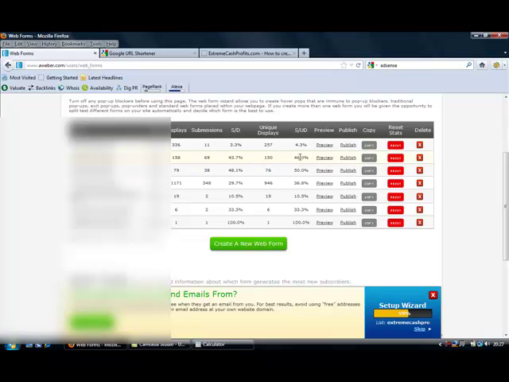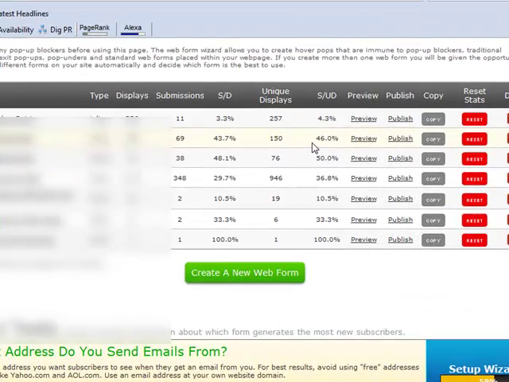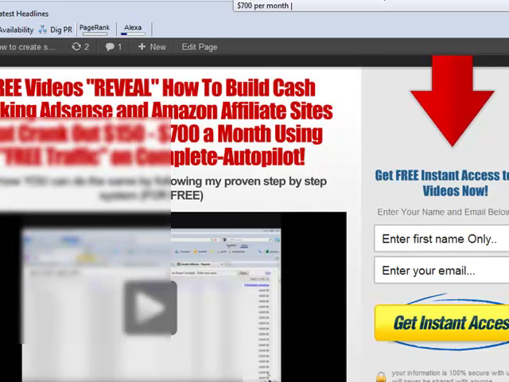So for this particular campaign, we'll use this one here. This is a recent campaign that's finished. So my opt-in rate was 46%. Next thing you check is how many opt-ins you got, 69. Next thing you check is EPC. So for that particular campaign, you can see that I've had 150 unique displays, 69 submissions, and 46% opt-in rate, which is fairly good. Now next we need to check our EPC.